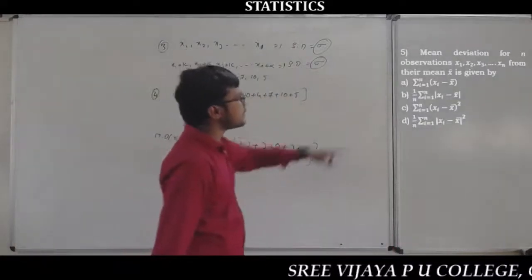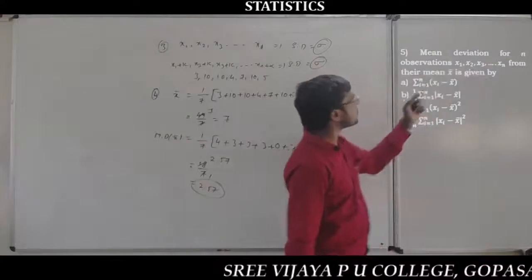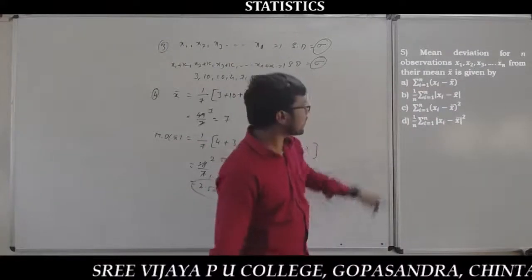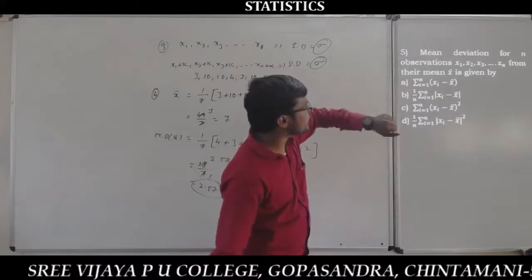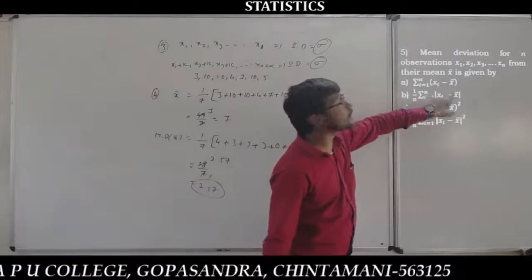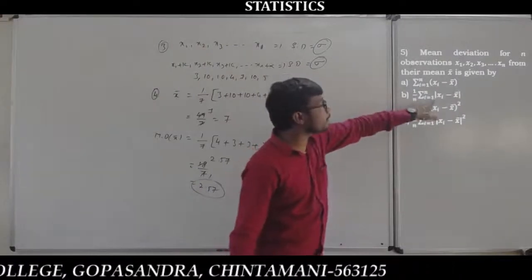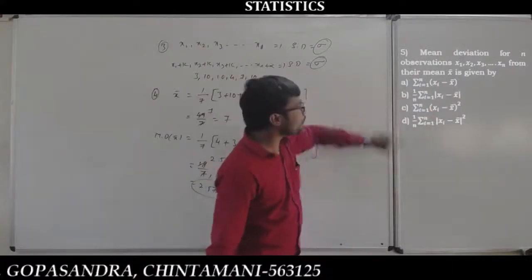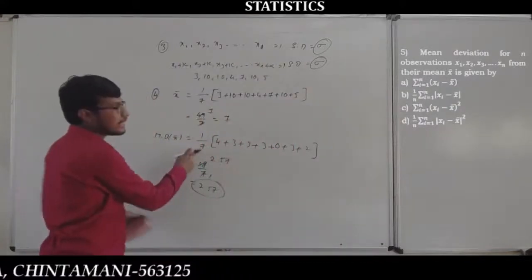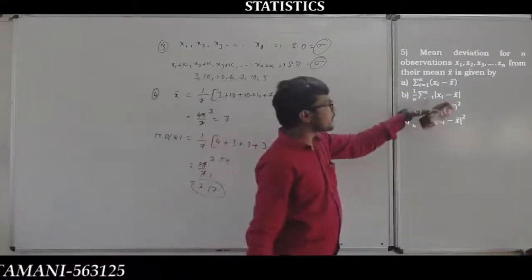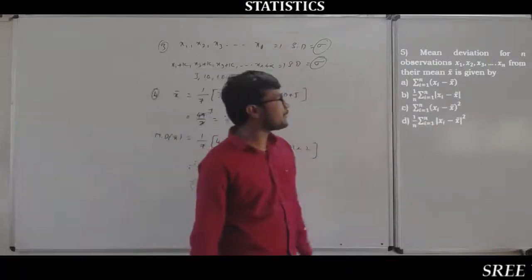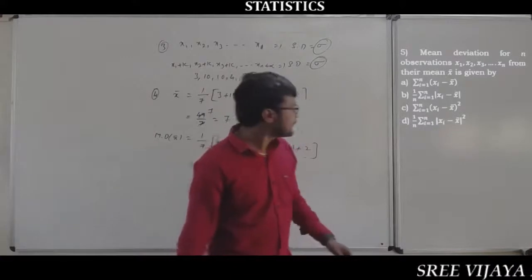So it's a simple thing. Mean deviation for n observations x1, x2, x3, and so on up to xn from their mean. What is the formula? The mean deviation from the mean is 1 by n times the summation of i equals 1 to n of the modulus of xi minus x bar. The modulus should compulsorily be there. So option B. You know the formula. So it's option B. Okay. Next one.